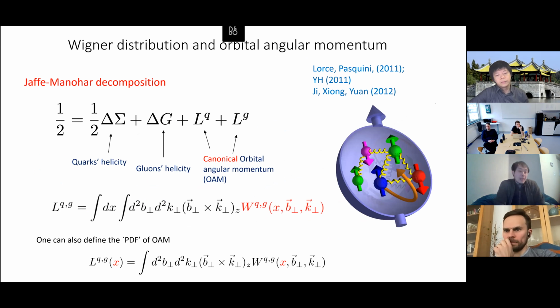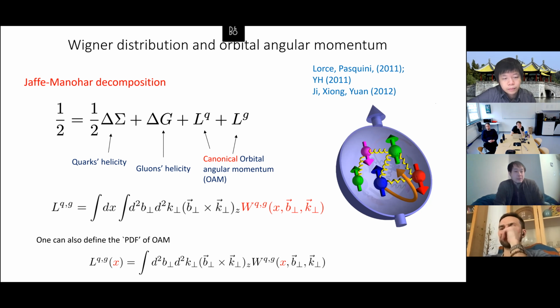All right, so another aspect of the Wigner distribution function, as I said, is the connection to the orbital angular momentum. This is the so-called Jaffe-Manohar decomposition, where the proton spin 1/2 is decomposed into various components. There's Δ Σ, the quark helicity contribution to the nucleon spin, and Δ G, the gluon helicity contribution, and there are the canonical orbital angular momenta from quarks and gluons, L_q and L_g. And it has been shown that the correct definition in QCD of this L_q and L_g is through the Wigner distribution function.